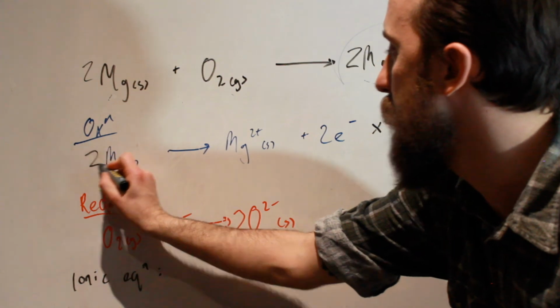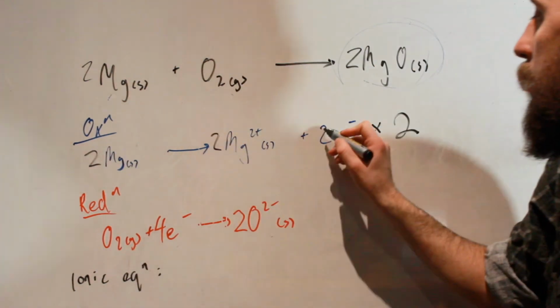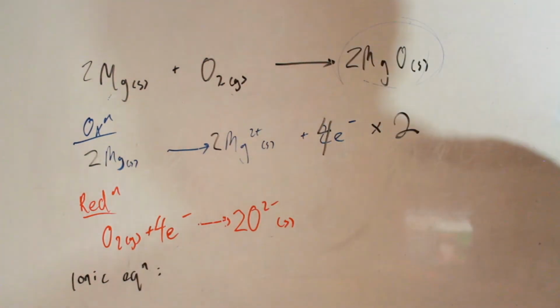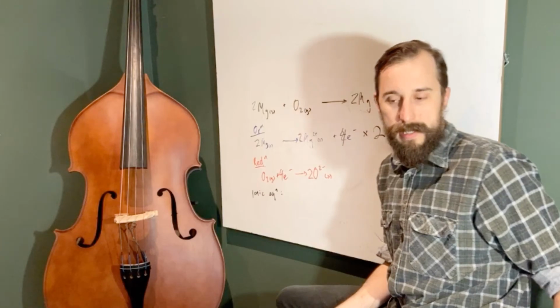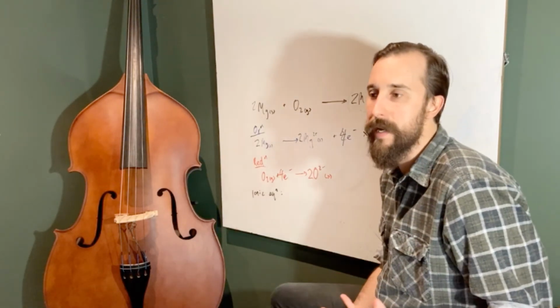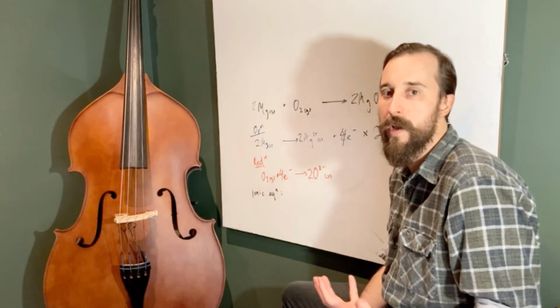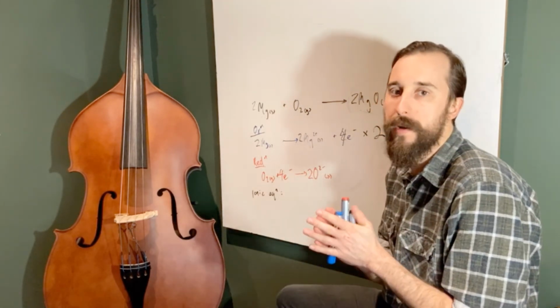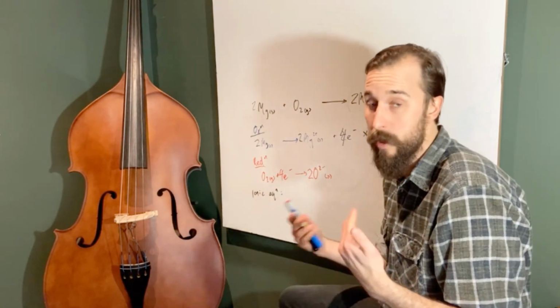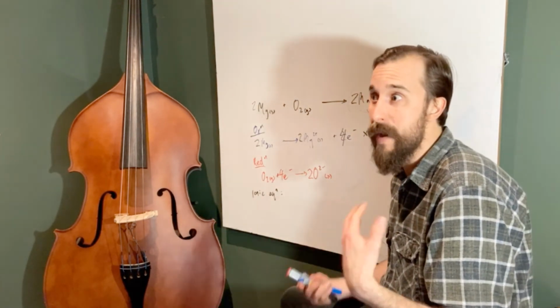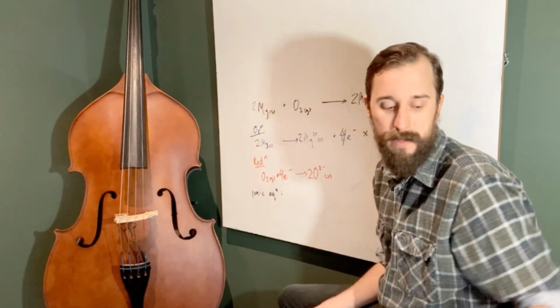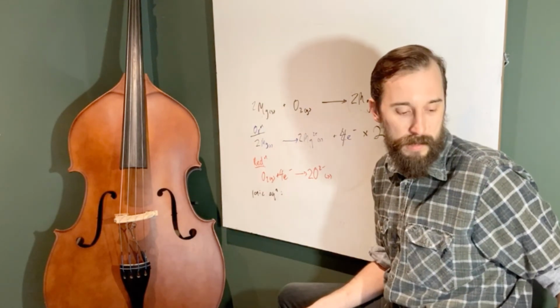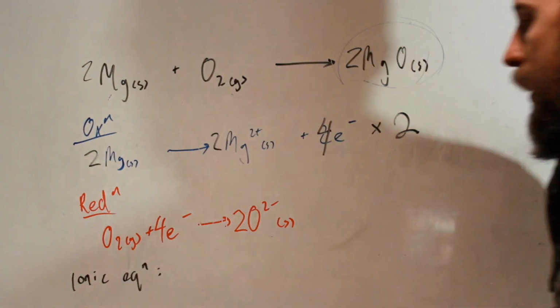So if I do this, it means I've got 2 Mg going to 2 Mg ions and 4 electrons. Now what you might have noticed is that this is the first time we've ever seen electrons in a chemical equation. So if we're doing an overall reaction, we don't want the electrons to be present at all. So we've got to make sure that they cancel out to make sure that mass is being conserved and to make sure that we have a proper full ionic overall equation.